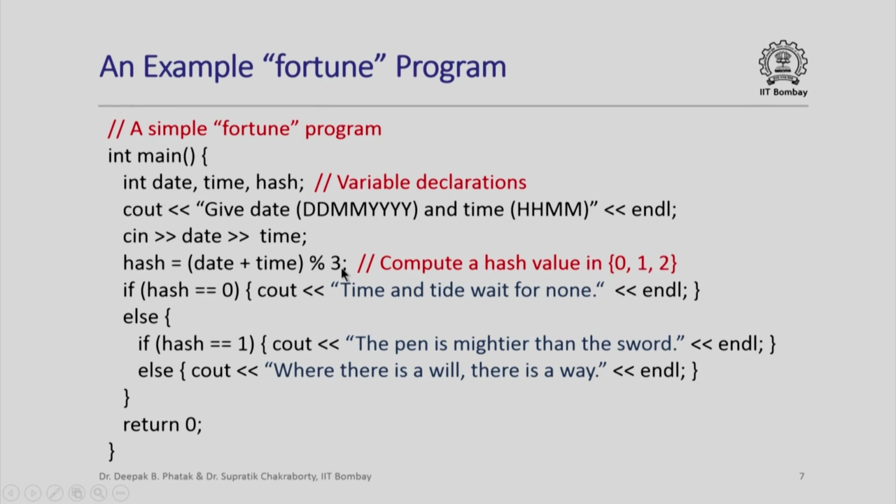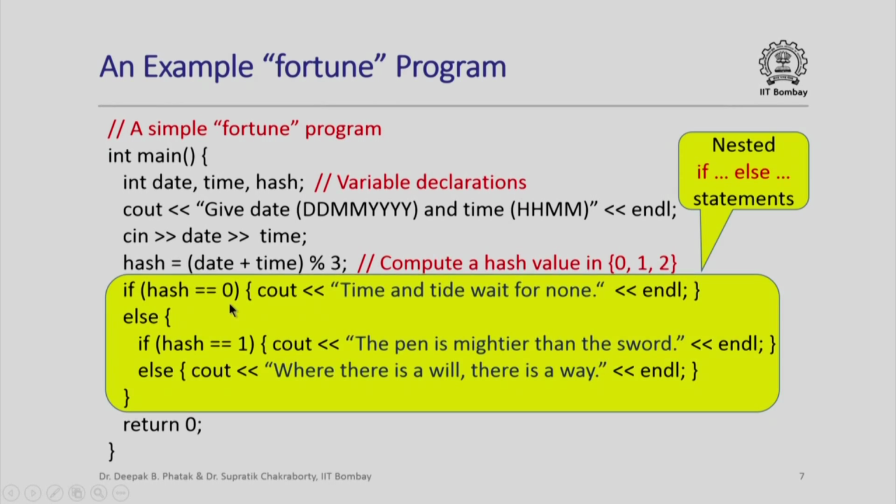Now why does this expression always evaluate to a value in 0, 1, 2? Because I am computing the remainder on division by 3, and certainly on dividing by 3 the remainder will be one of 0, 1 or 2. And then I am checking if the value of hash is 0, then I am going to print out the first message. Let us say our first message is time and tide, wait for none.